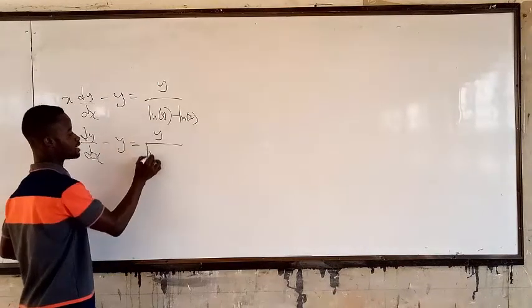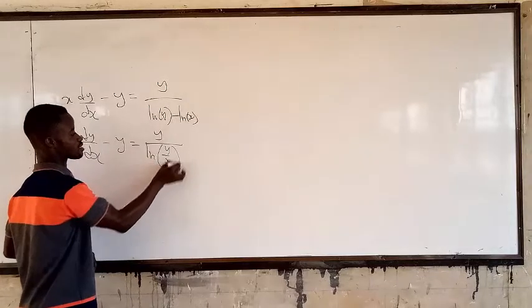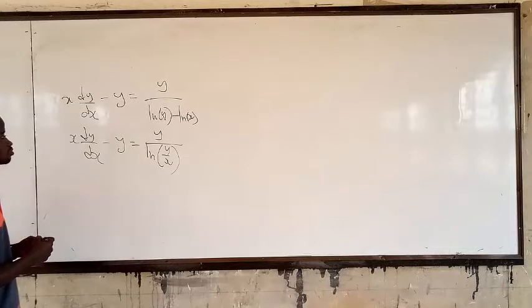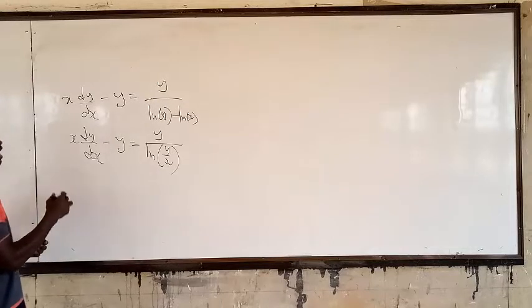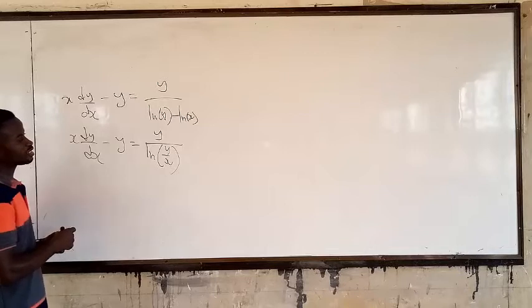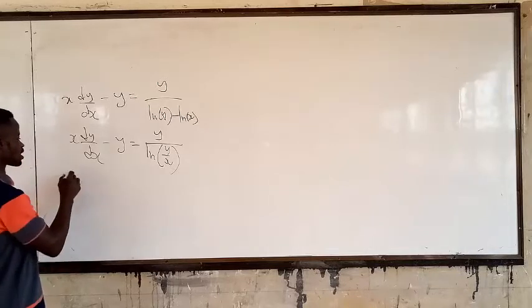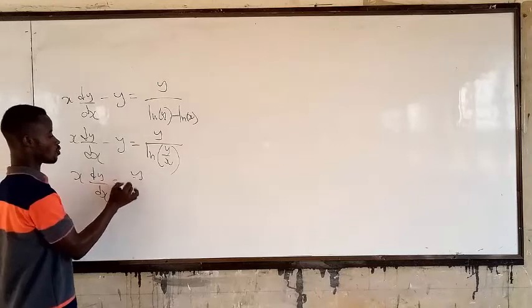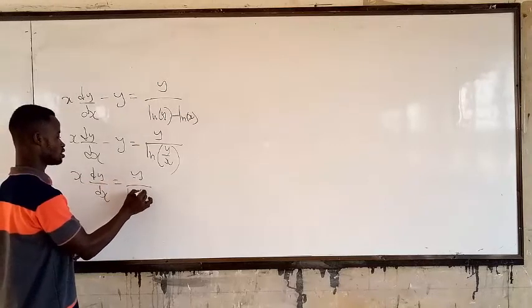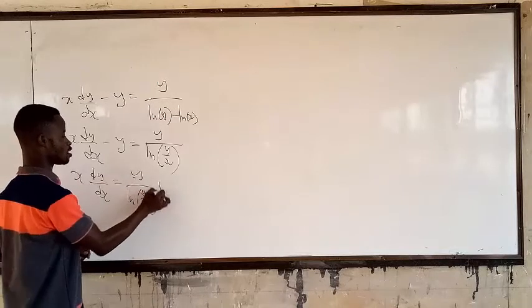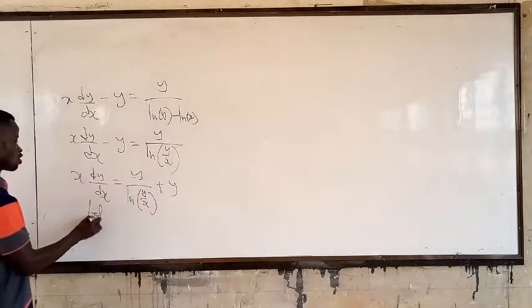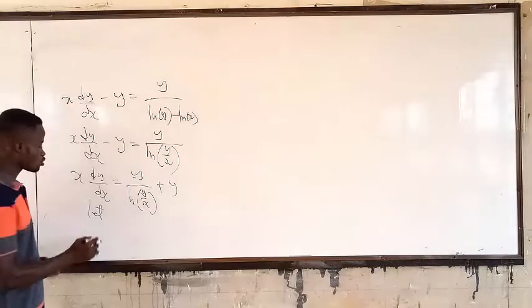With this, you can write it as ln y over x. How can you see that? Very good. So having this, in fact, you can see something here. You can write it as x dy/dx equals y ln(y/x) plus y. It's homogeneous, so we can go straight.